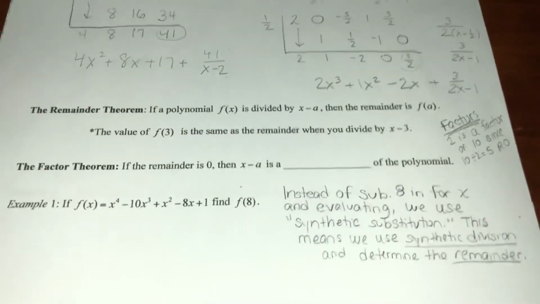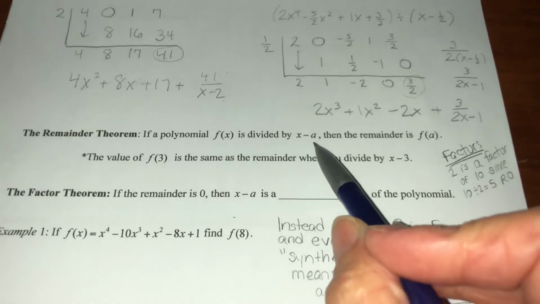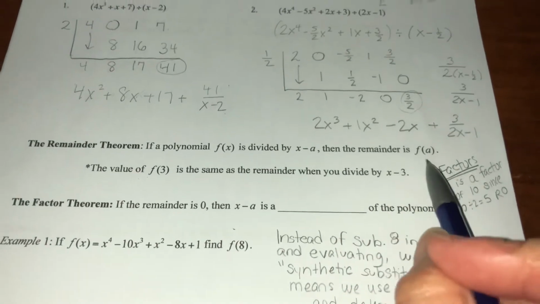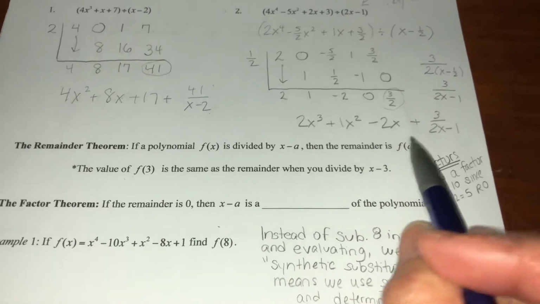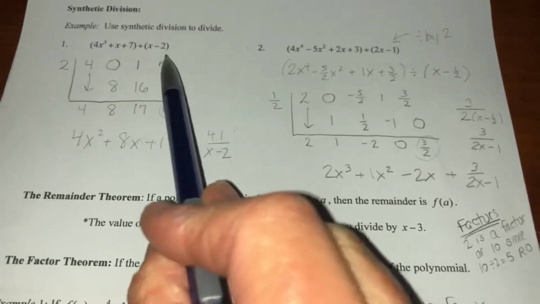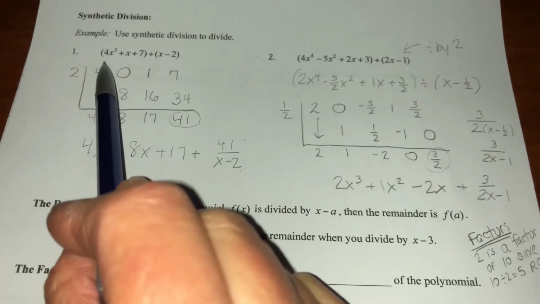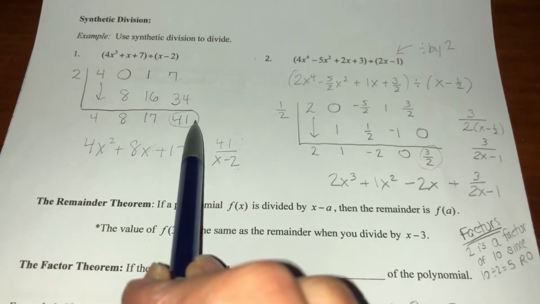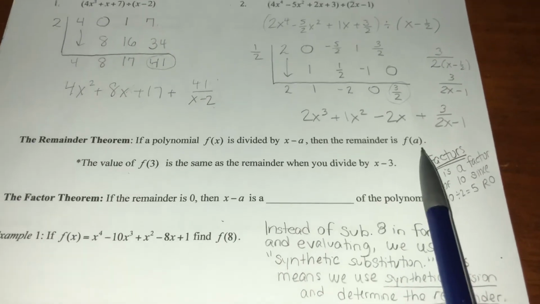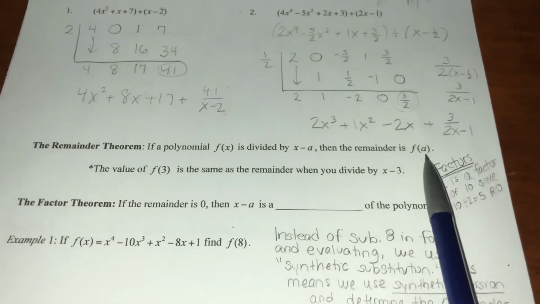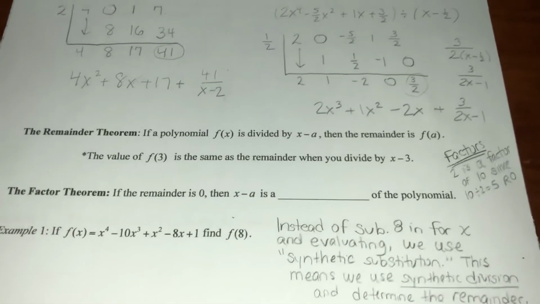The remainder theorem states that if you have a polynomial and you divide it by x minus a, then your remainder is going to be f of a. So if you were to plug in, let's say for this first example, 2 into this function here, then our answer would be 41. This will help us, instead of having to substitute a value into a polynomial function, you can just do synthetic division, which actually is a lot easier a lot of the times.